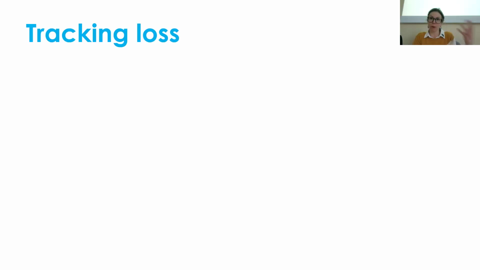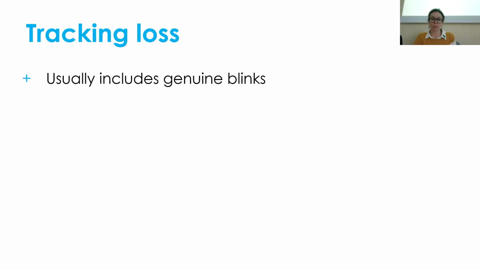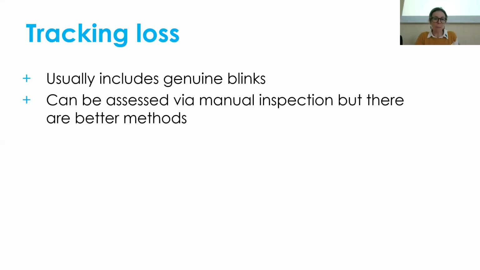We talked about manual inspection and correcting for drift. Tracking loss is another very important part of data quality assessment. It usually includes genuine blinks. Whenever no eyes are recorded, it is when we blink, of course. However, blinks are regular and really short, and everyone needs to blink, so it is relatively easy to gauge whether there are further problems, for example, if someone is falling asleep.